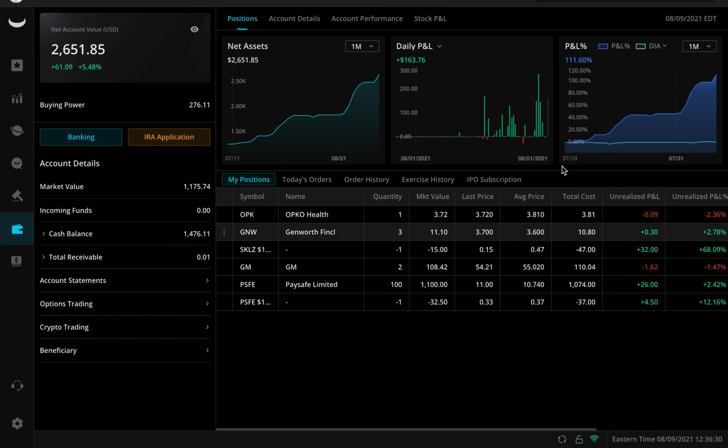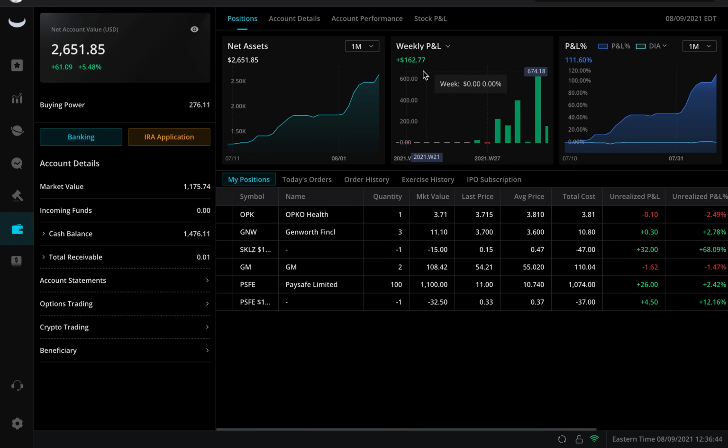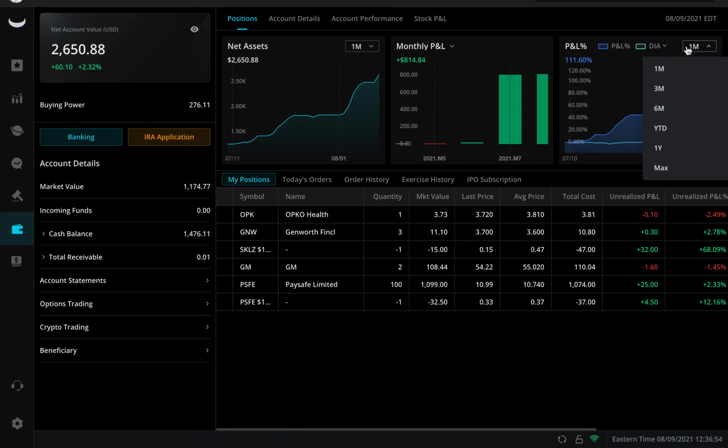Then you can go into the main section here, which is my positions and my progress. For example, daily profit and loss, I'm up $163 on the day. You can switch this to weekly, of course, it's going to be the same. Monthly, it's going to say 814. Over here, it has your profit and loss from a percentage standpoint. So in the month, 111%. Again, you can switch this to whatever you want.